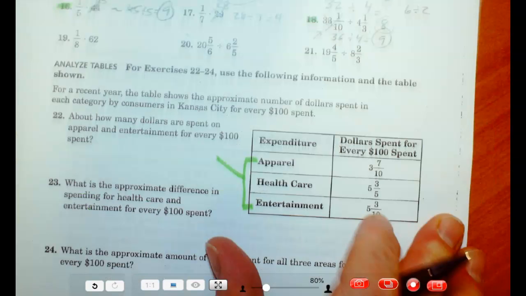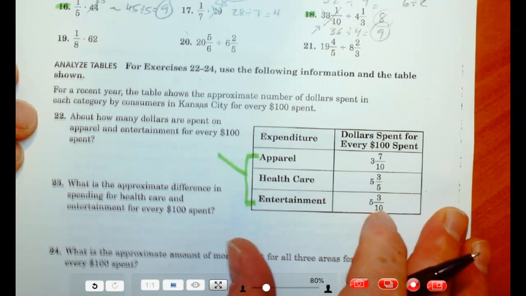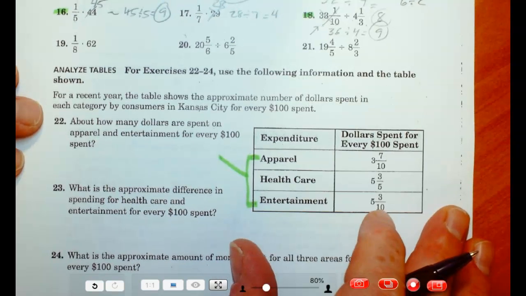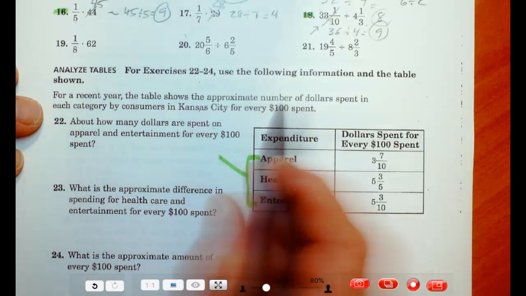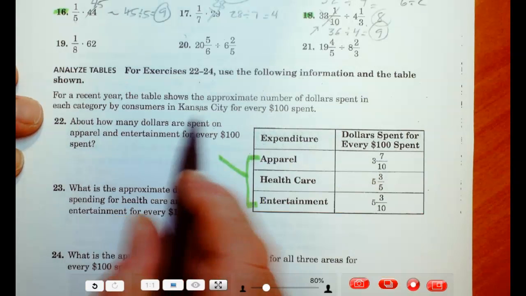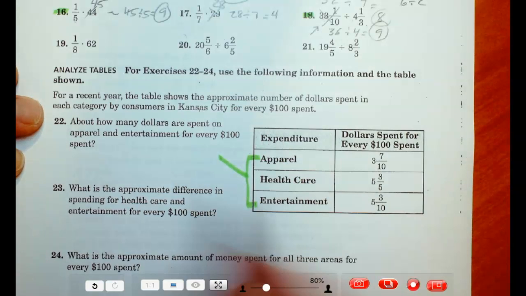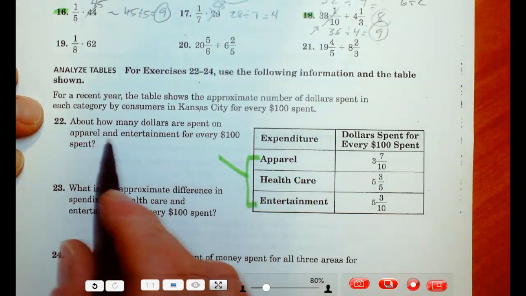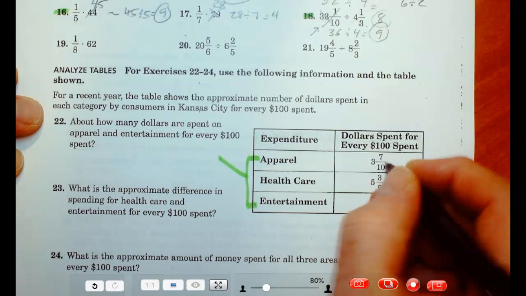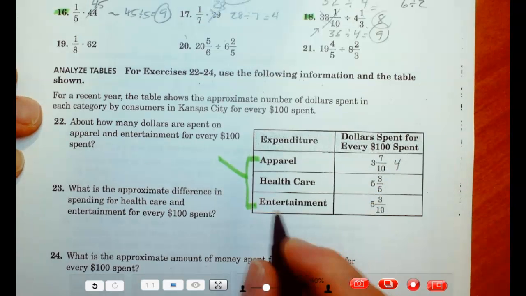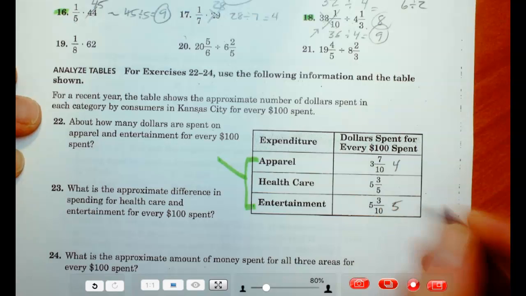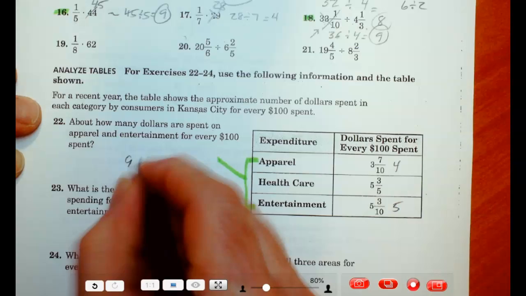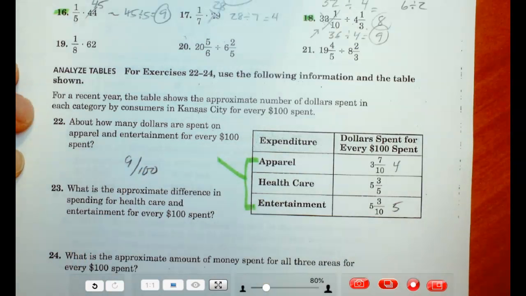All right, and we got one more problem down here, number 22. About how many dollars are spent? For a recent year, the table shows the approximate number of dollars spent in each category by consumers in Kansas City for every $100 spent. About how many dollars are spent on apparel and entertainment for every 100? So apparel, this looks like about 4. Entertainment, well, that's closer to 5. So 4 plus 5, it's about $9 for every 100. So 9 out of $100, or $9, just change that.